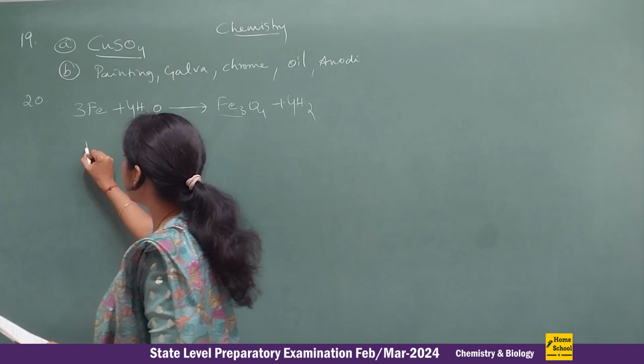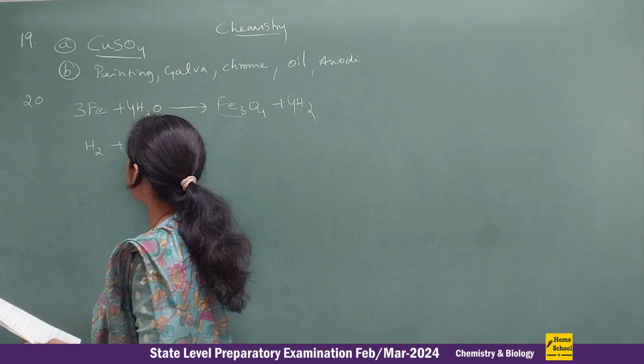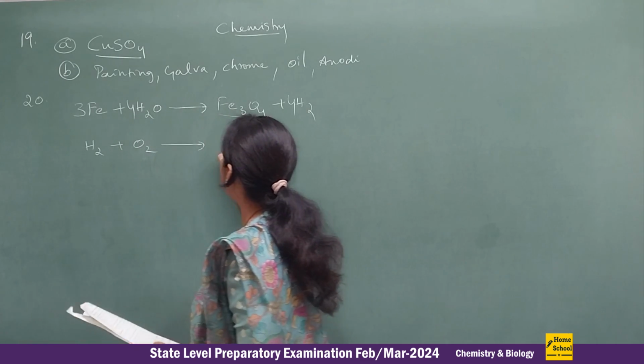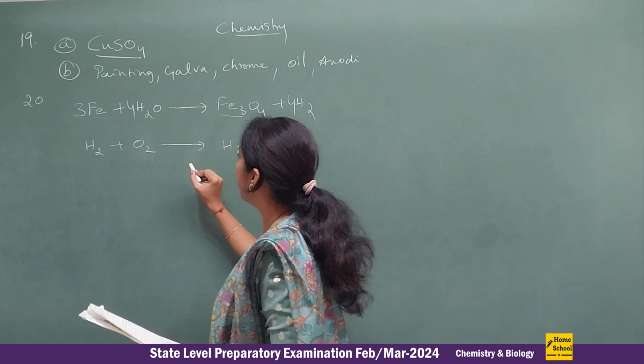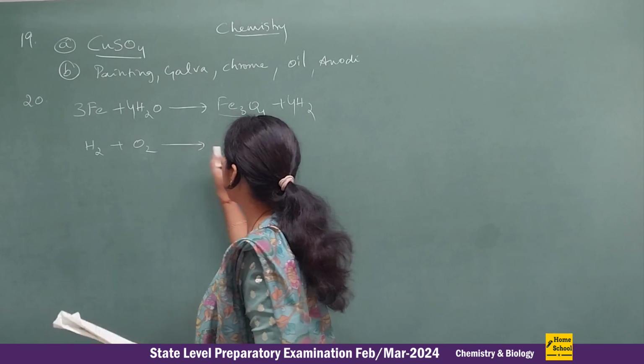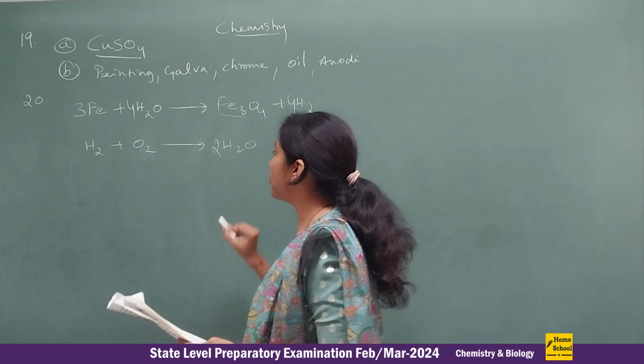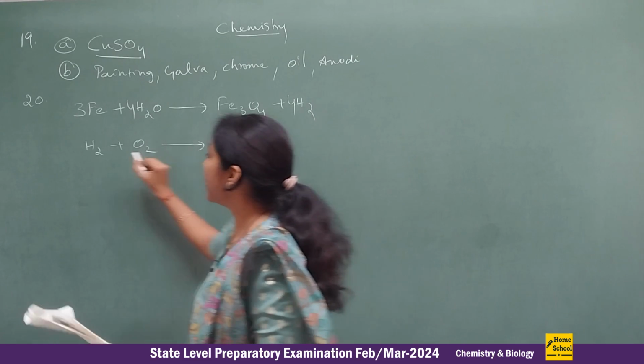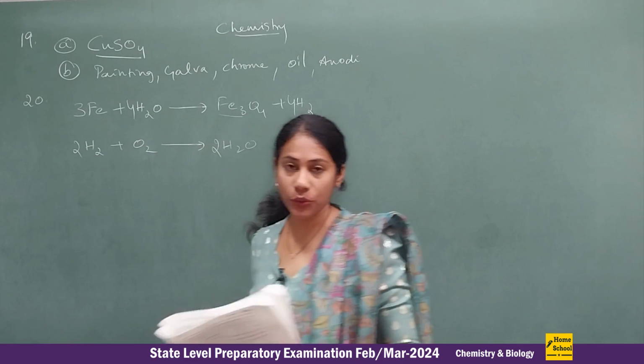Now the second one is the formation of water, that is H2 plus O2 giving H2O. Definitely there are 2 oxygens here, only 1 there, so I'll put 2. Now hydrogens become 4, here only 2, so we will put 2 there.